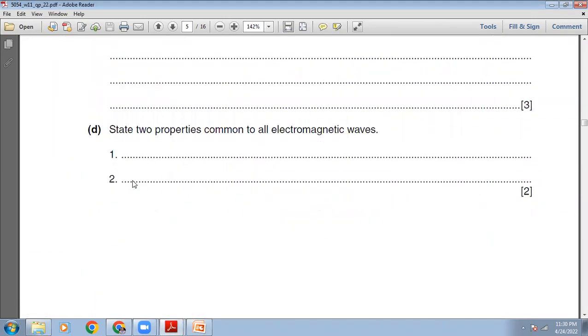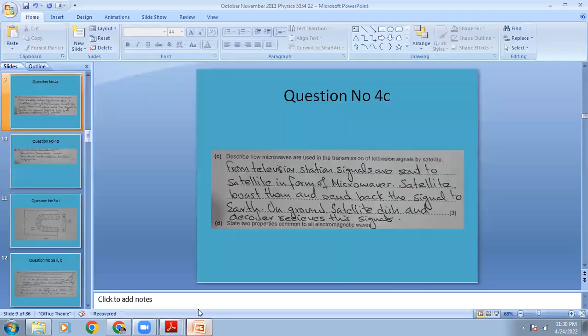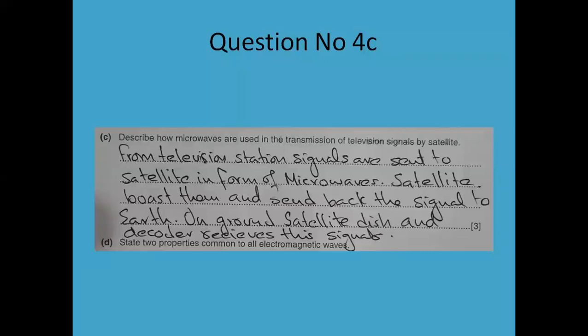Okay, so the next question coming up on your screen. It says, state two properties common to all electromagnetic waves. All the electromagnetic waves, remember, they are transverse waves. All the electromagnetic waves travel with the speed of the light. All the electromagnetic waves can travel through the space. They do not require medium for their travel. So all of the electromagnetic waves obey v equals f lambda, wave equation.